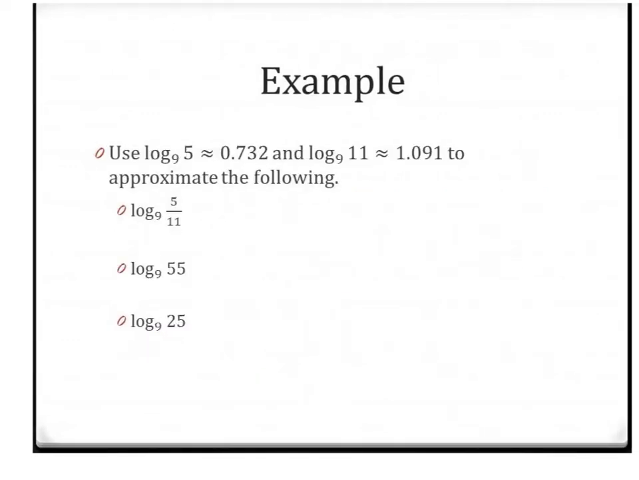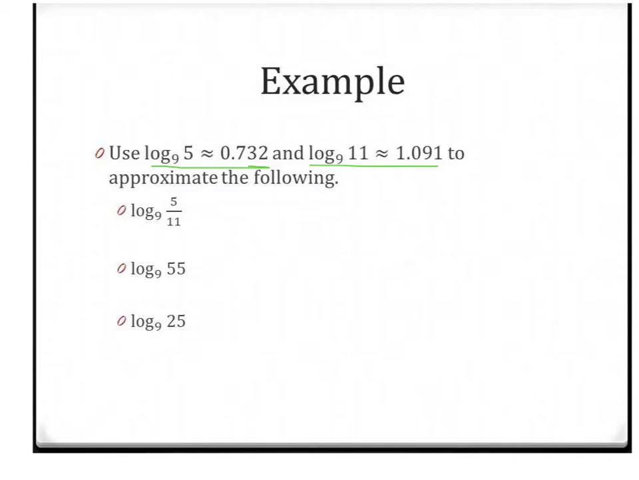Alright, so everything we've done so far, we could find the log of just based off of what we know about some certain powers. But we can't always do that. We don't have enough of them memorized. So if we're dealing with log base 9, I don't know 9 to what power is 5 or 9 to what power is 11. And so we're going to use these approximations. We have that log base 9 of 5 is approximately 0.732, and log base 9 of 11 is approximately 1.091.